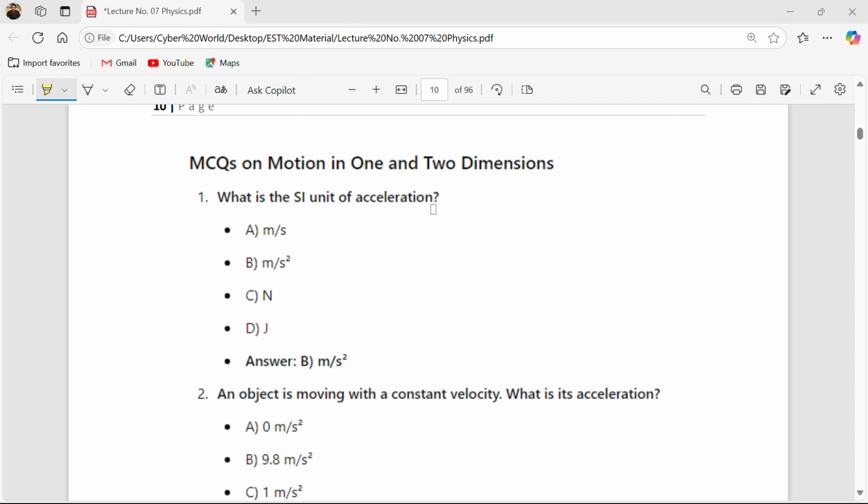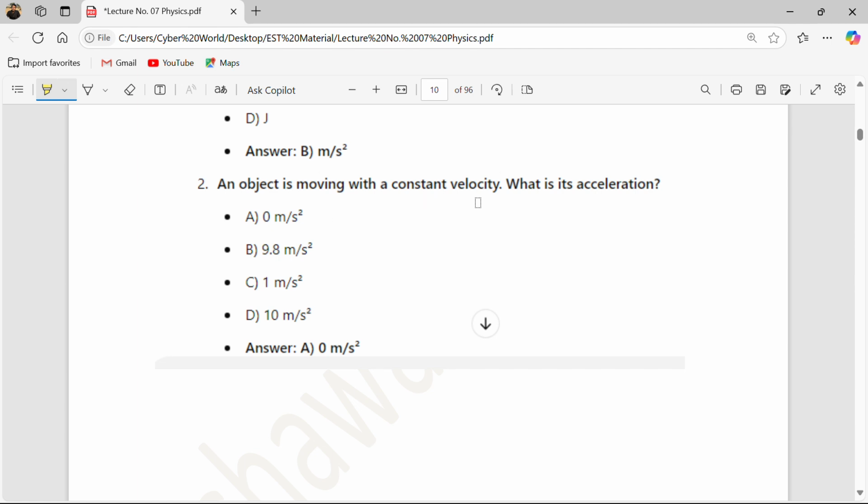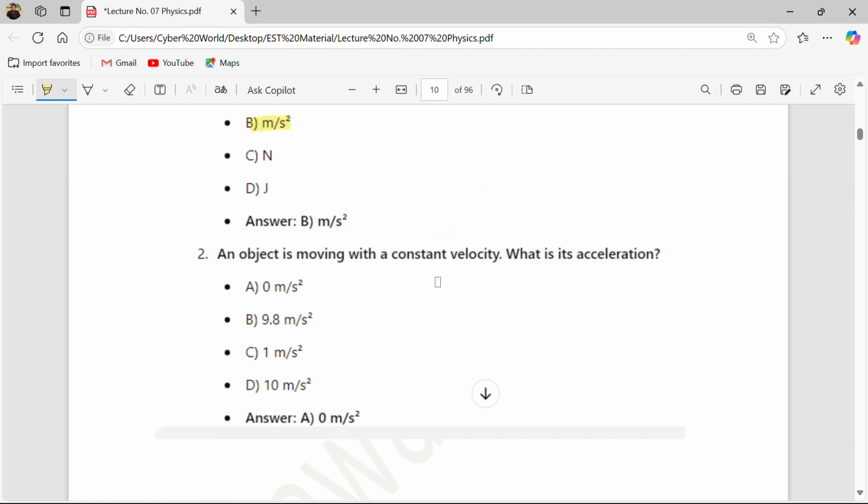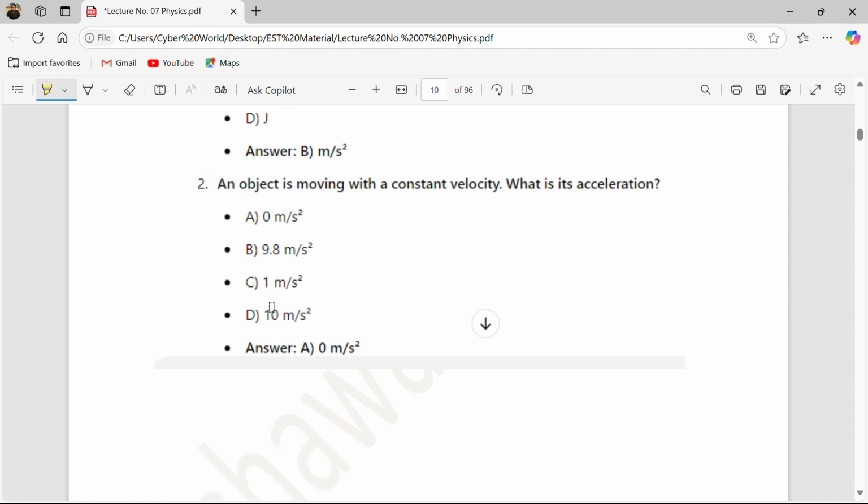What is the SI unit of acceleration? We know that it's meter per second square. An object is moving with a constant velocity. What is the acceleration? If a body is moving with constant velocity, there is no acceleration. Keep this in mind. Some students say that if a body is moving, the acceleration is always 9.8. No, if a body is moving with constant velocity, or if a body has velocity 0, then the acceleration is also 0.